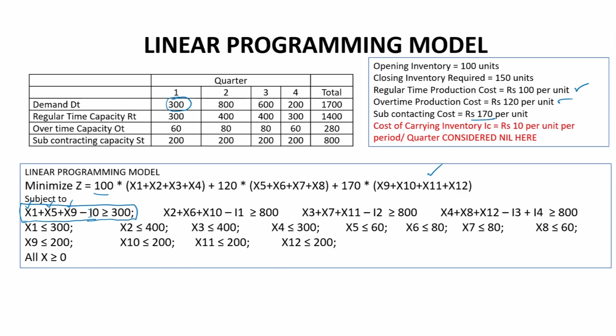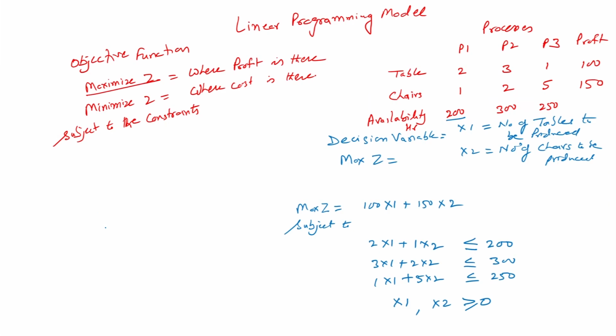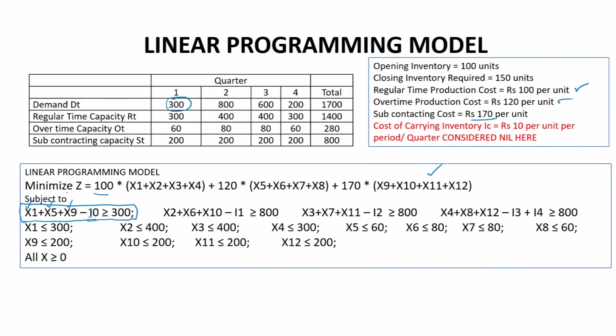Generally, if the objective function is of minimization type, constraints are of greater than type, and vice versa, if the objective function is of maximization type, the constraints are of less than type. So, similarly, this is the production requirement in quarter 2, this is the production requirement in quarter 3 and this is the production requirement in quarter 4.